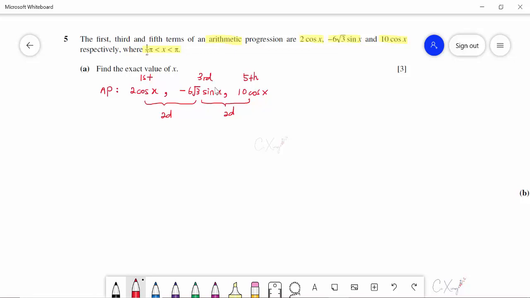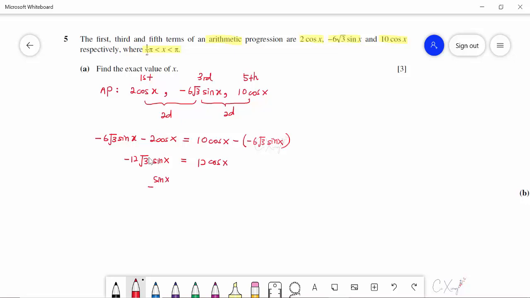Alright, so from here I want to form this equation. I take the third term minus the first term, and it will equal the fifth term minus the third term. So when you minus, minus negative becomes positive. So this is minus negative 6 square root 3 sin x, it will become positive. Alright, so from here I group all the cos x to one side and all the sin x to one side. And you will get negative 12 square root 3 sin x equals 12 cos x.